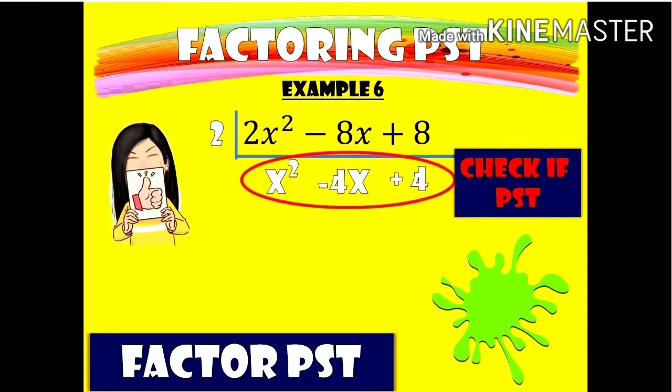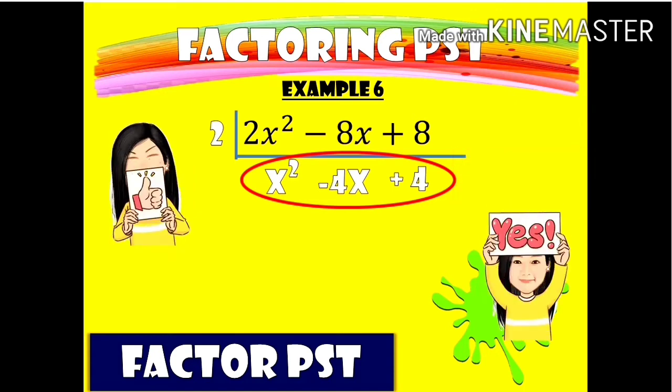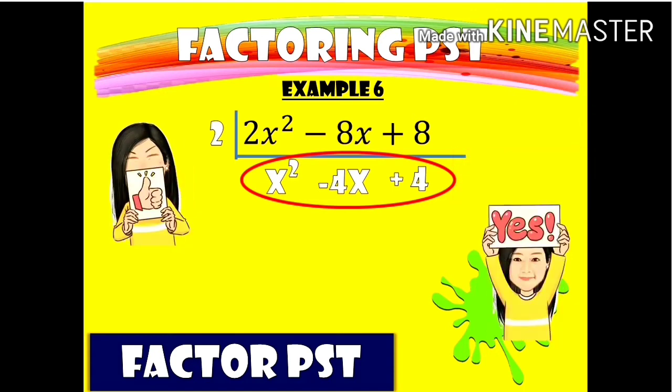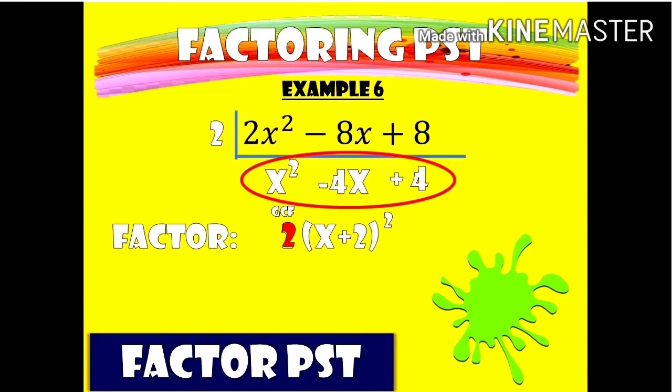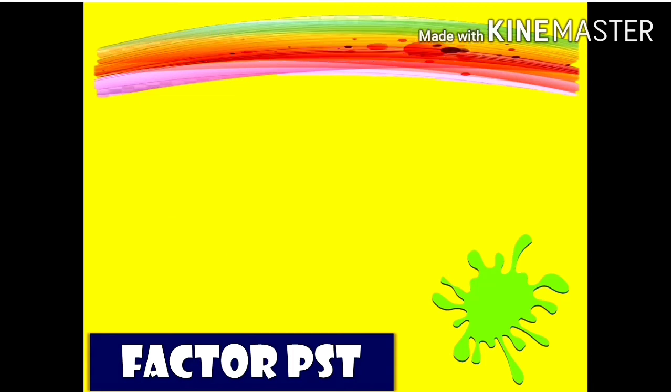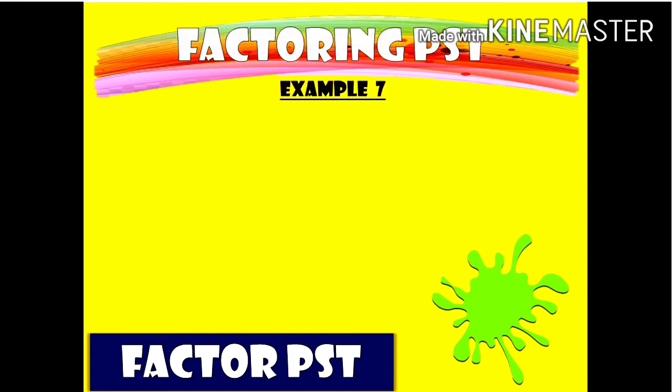Now, take a look at this. As you can see, the first term and the last term has a square root. And the middle term is twice the product of the square root of the first and last term. So, it means this is a perfect square trinomial. Thus, the factored form of the given is 2 times the quantity x minus 2 squared. 2 is the GCMF, so don't forget to write it as a factor. Let's have the last example.